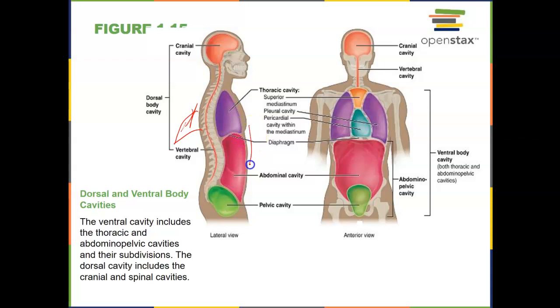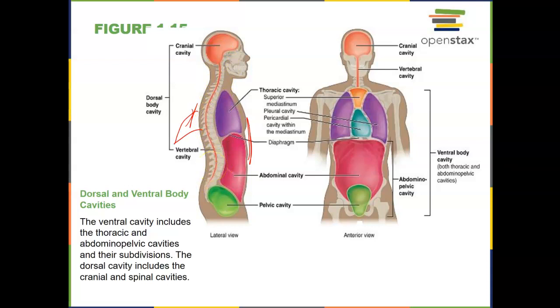And ventral is always the belly, okay? Or, if you look at the ventral portion of the body cavity, it'll be down here. So dorsal is going to be your back, which consists of the cranial cavity and the vertebral cavity. The vertebral cavity has within it the spinal cord.